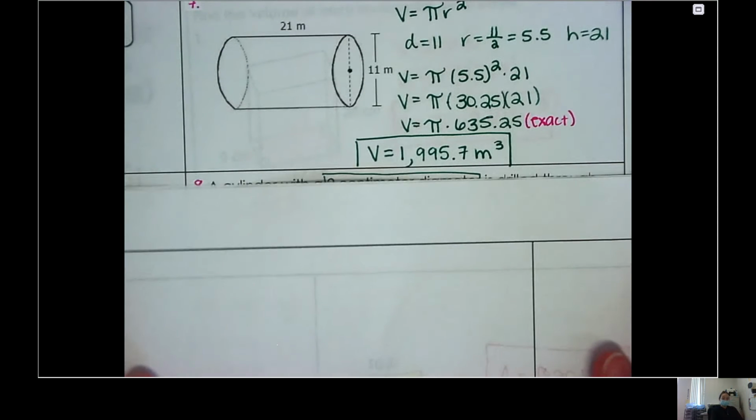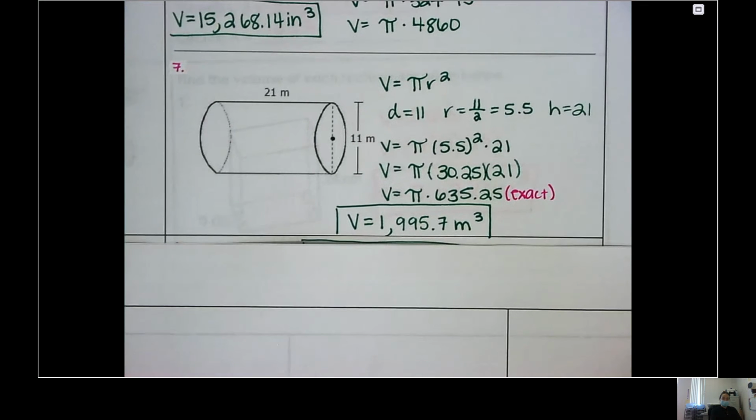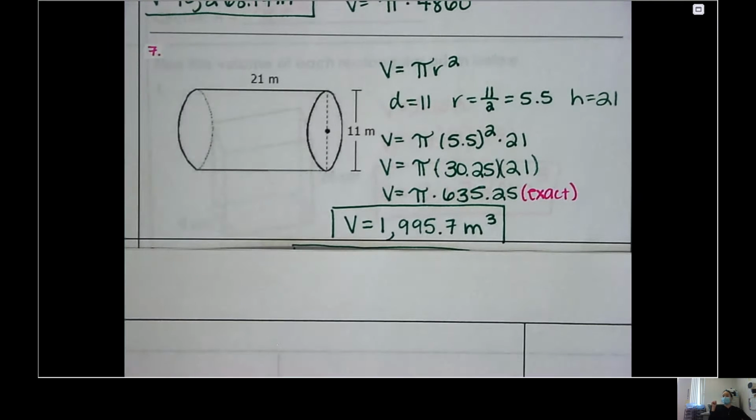I'm hoping you got this. Does that look like what you got? Okay, what was the trick in this problem? You would think that the height would be 11. You might think that the height is 11 because it's the cylinder that's been pushed on its side. That's one thing you might think. What else is different? Yeah, Bobo?